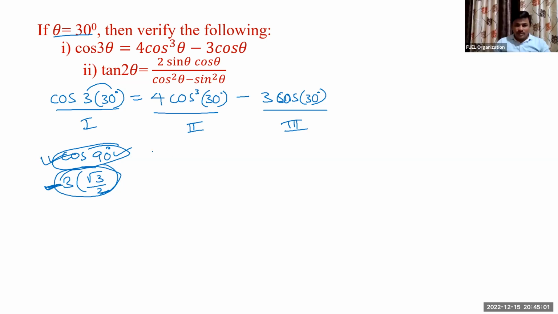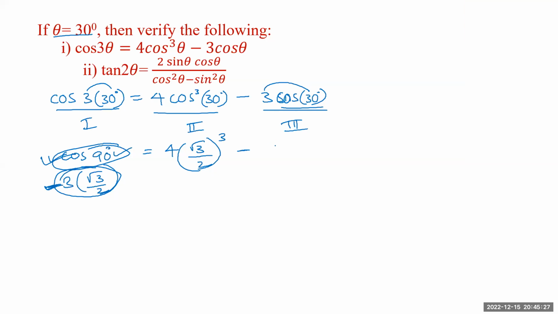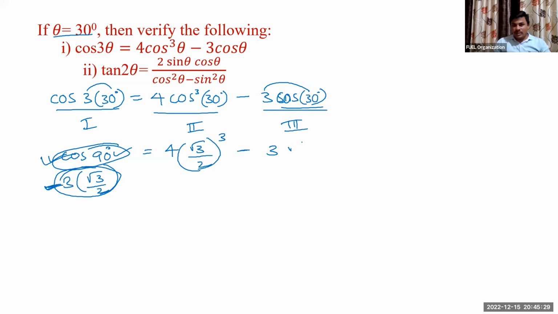Very good. First I will substitute the values of 30 degrees. 4 I will write as it is outside. Then I will substitute the value of cos 30 degrees, root 3 by 2, whole cube. And here, minus. Here, first I should do multiplication with 3? Substitute the value of cos 30. Very good. That is root 3 by 2. And later you multiply by 3.